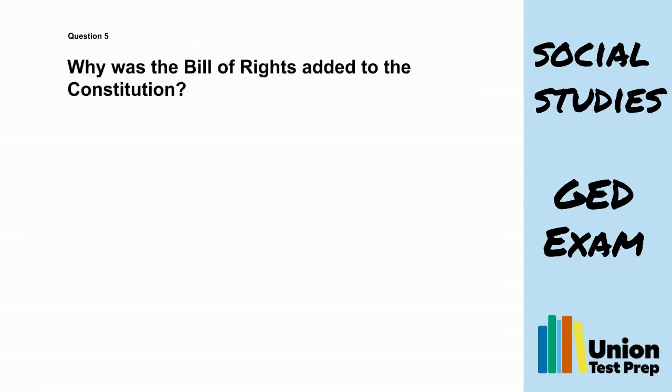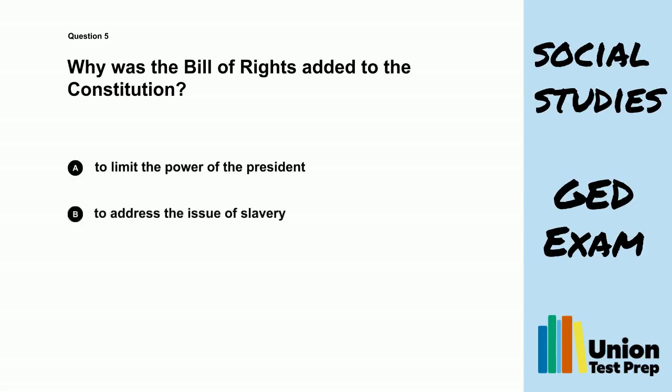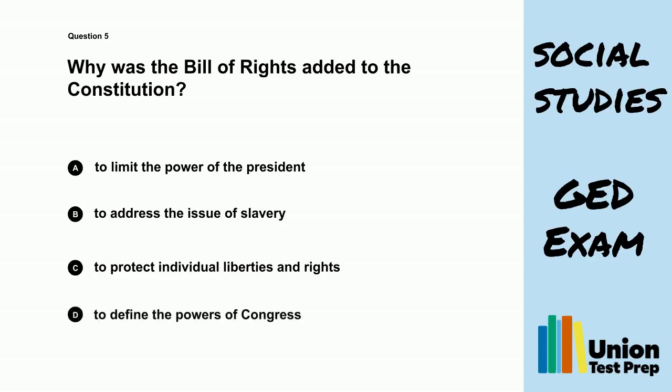Question 5. Why was the Bill of Rights added to the Constitution? A. To limit the power of the President. B. To address the issue of slavery. C. To protect individual liberties and rights. D. To define the powers of Congress.